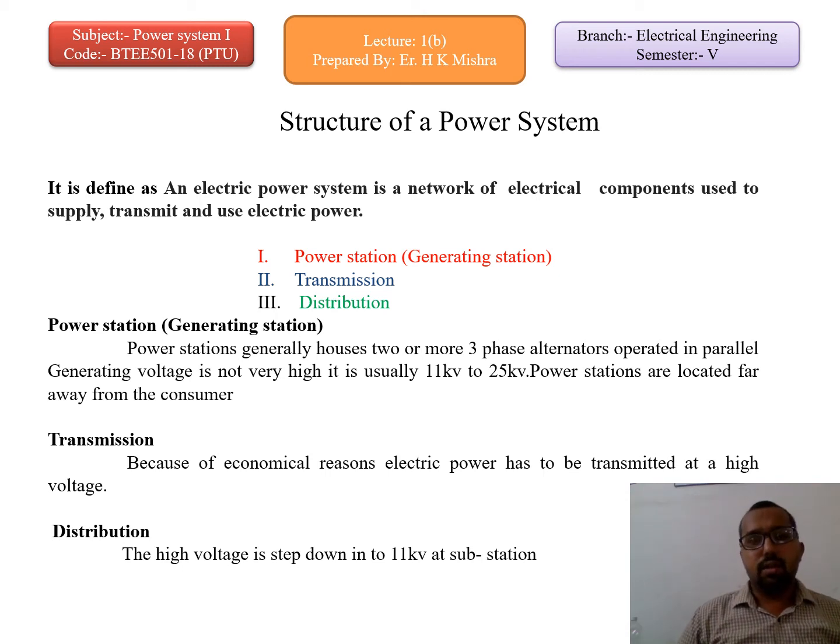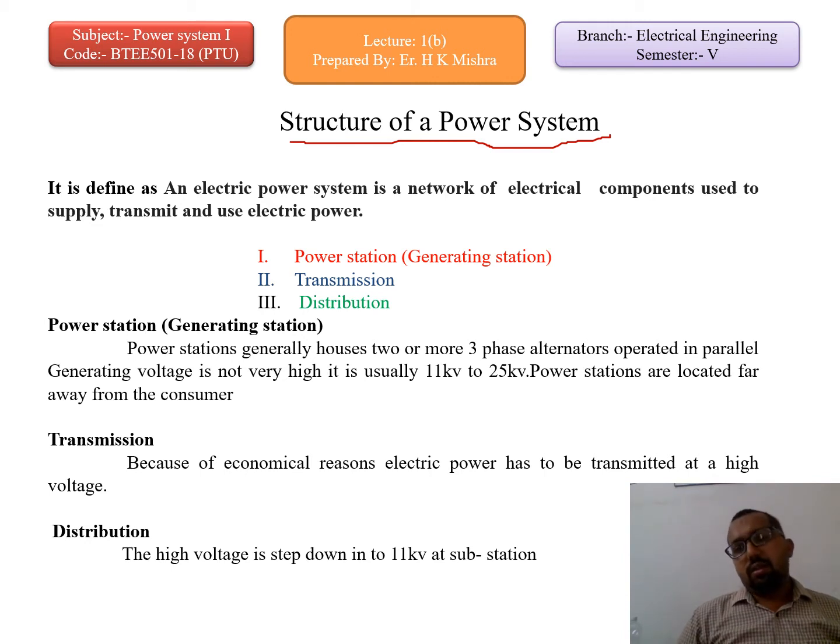Hello guys, today I am going to explain the second topic of the subject Power System 1, PTU: the structure of a power system. Okay guys, so first we will explain the structure of a power system.